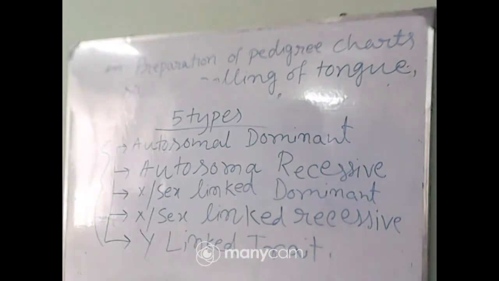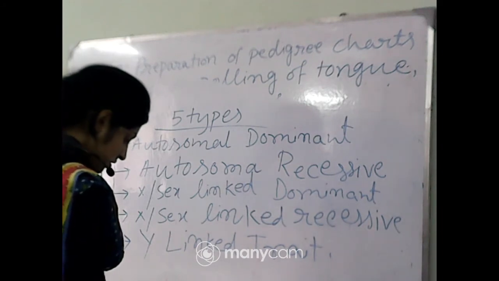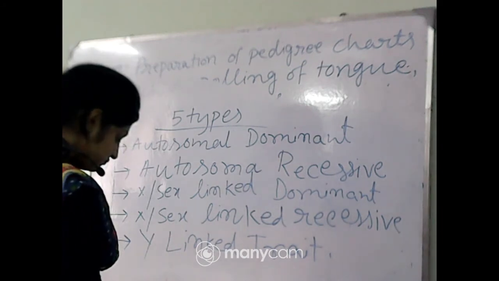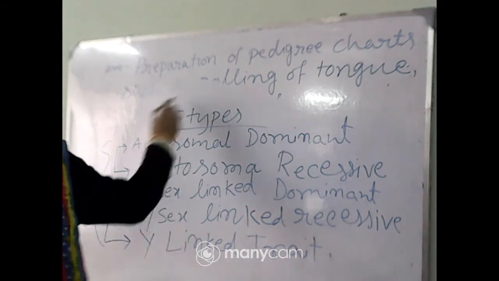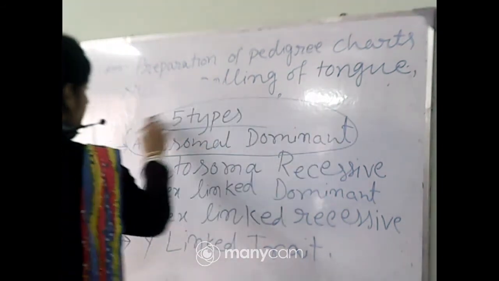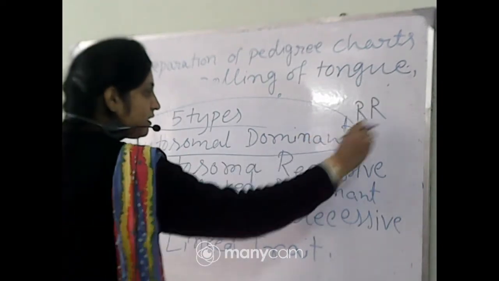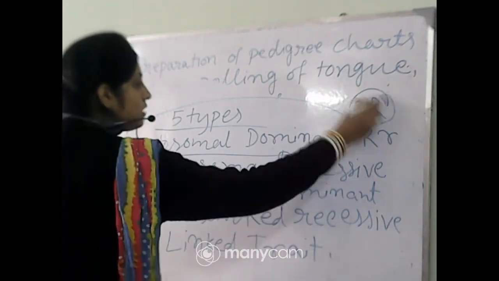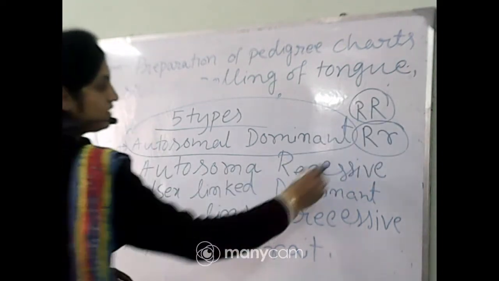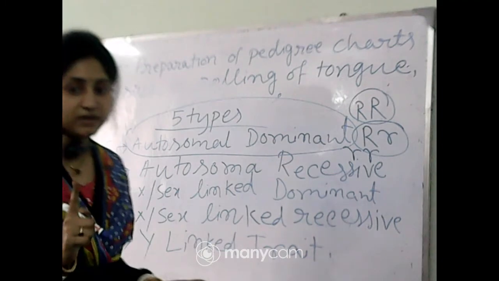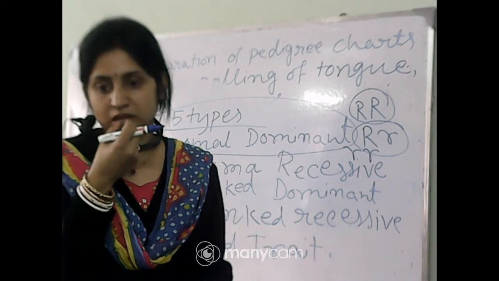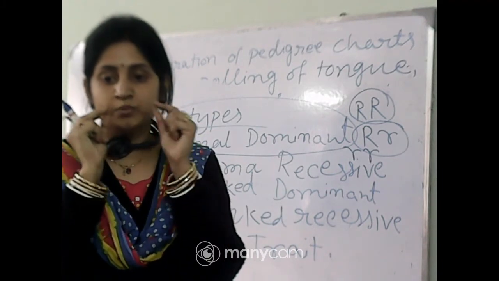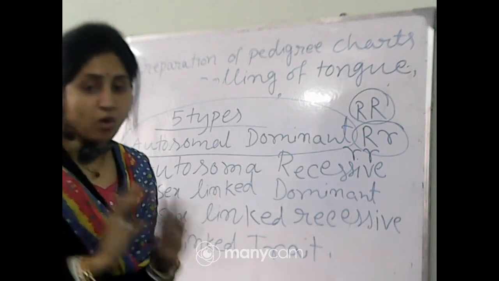Okay, and rolling of tongue comes under homozygous and heterozygous dominant. That means it is autosomal dominant. Rolling of tongue comes under autosomal dominant, meaning either these two capital letters are present or in these two forms the genes are present, they are affected. If small forms are present, they are not affected. They are not able to roll the tongue. Rolling of tongue means the front part of the tongue you can move just like a U shape.